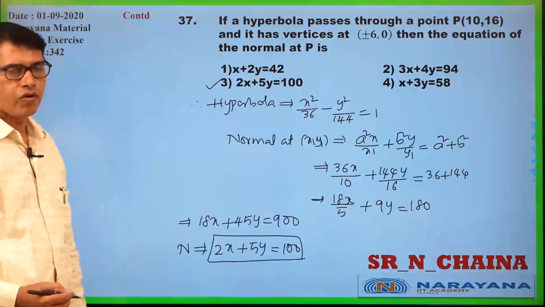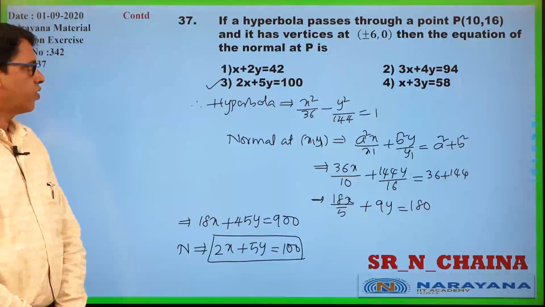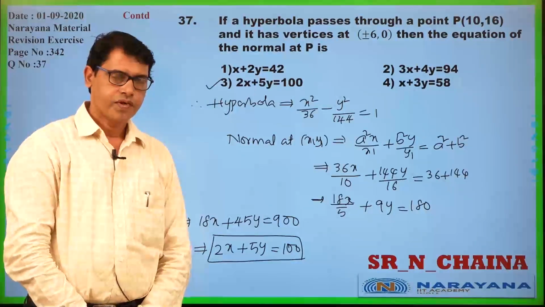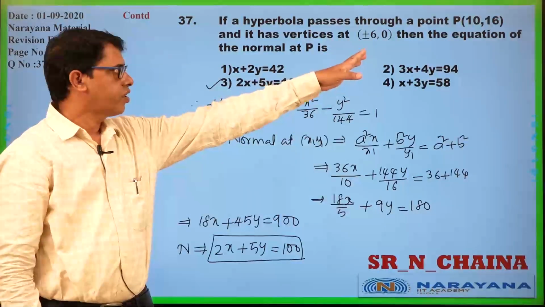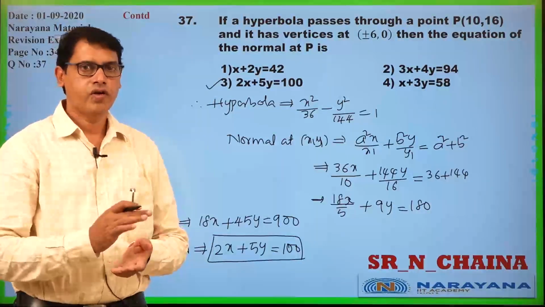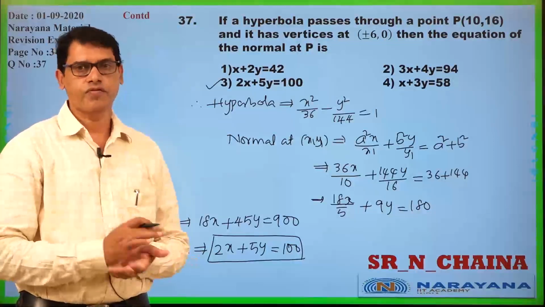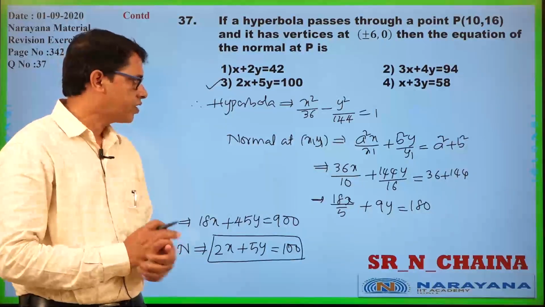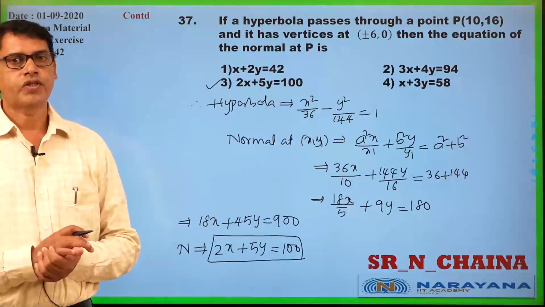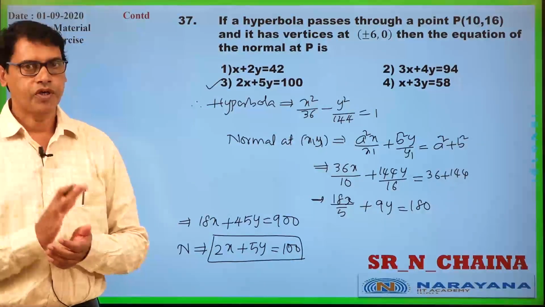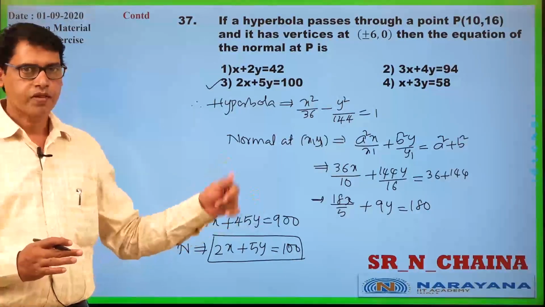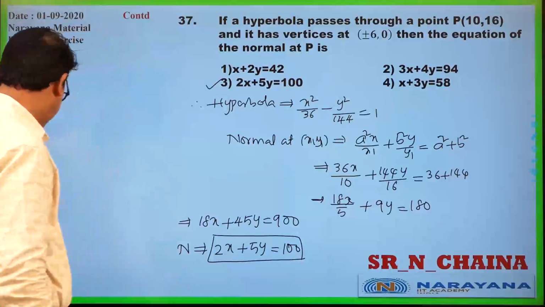So here, what I did: first I found the value of a square, then using the condition of passing through the point, we found the value of b square. After finding the values of a square and b square, the equation of the normal is a square x by x1 plus b square y by y1 equals a square plus b square, then simple simplification. Okay? Then go for the next one.